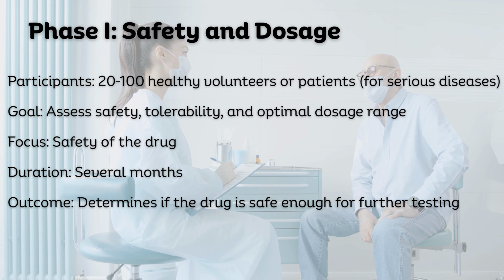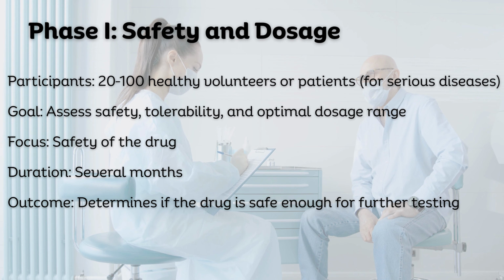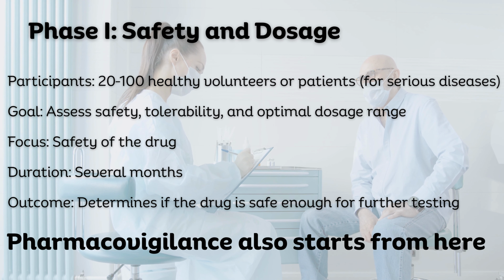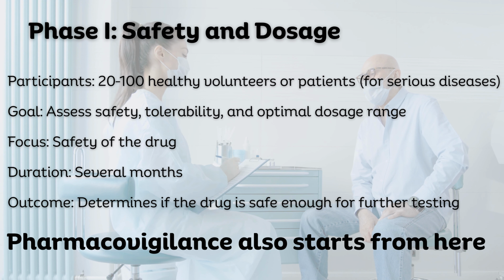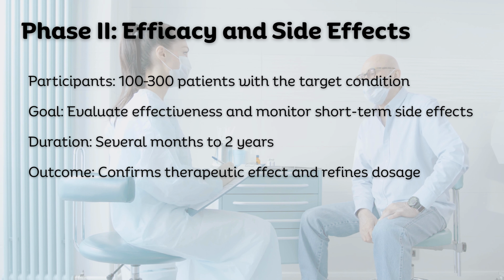Now let's recall some terminologies from the definition of pharmacovigilance. PV is related to detection and assessment of adverse events. Since detection of safety and tolerability starts from this phase, our road to pharmacovigilance also begins from this phase of the clinical trial. Phase 2 of the human clinical trial focuses mainly on efficacy and side effects.